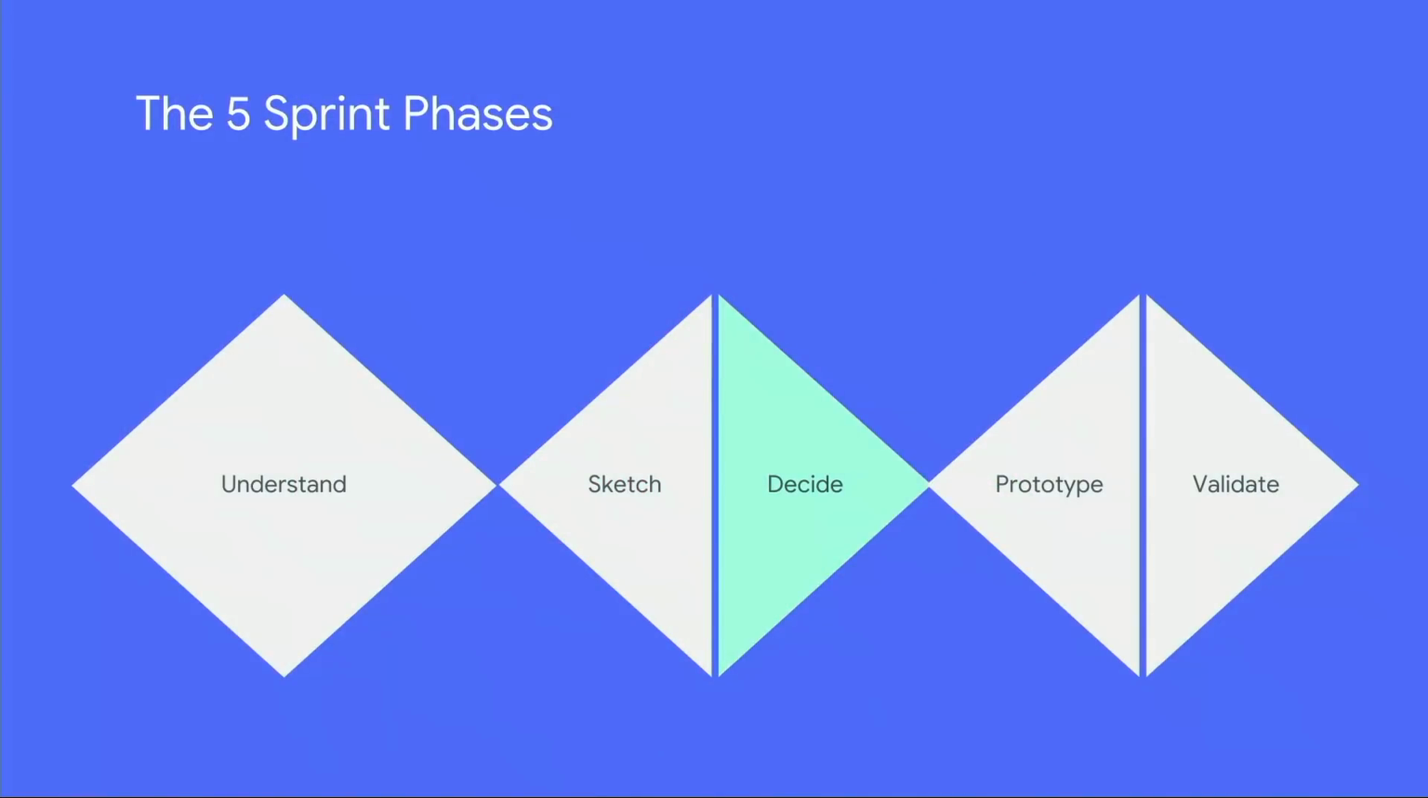Now, once we have all of these ideas, we're in the middle of the sprint, we have tons and tons of solutions, it's time to start narrowing down and making hard choices. So the decide phase is all about those hard decisions and selecting what you're going to prototype with users.